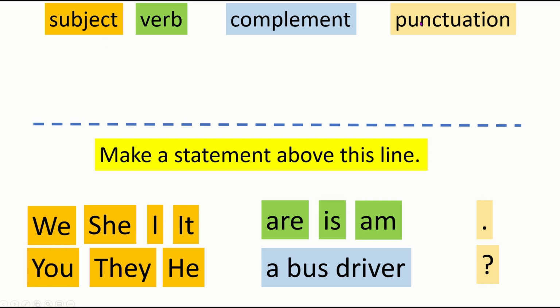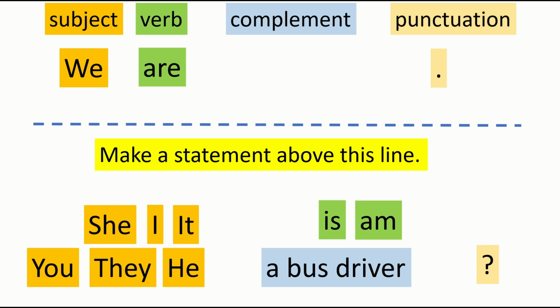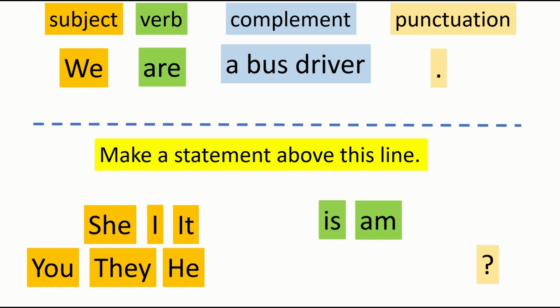Subject, verb, complement, punctuation. Make a statement above this line. Statement, I know I need a period. All right. So let's see, subject. What do I want for subject? How about we? And for the verb, we, I need are. And complement, I only have one. A bus driver, we. So let's change this to plural. All right, we are bus drivers, period.